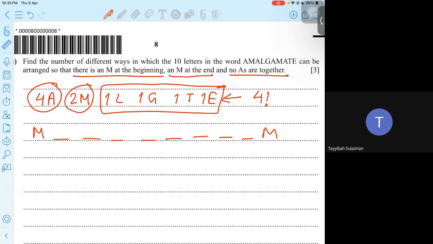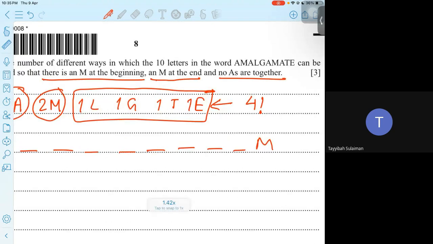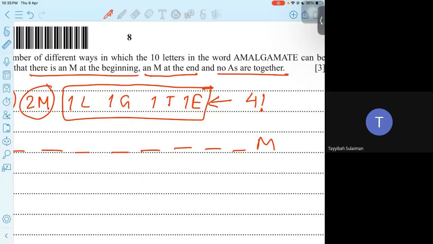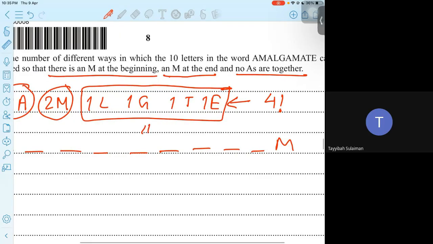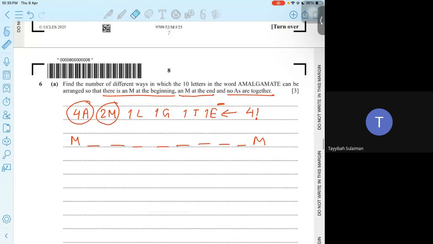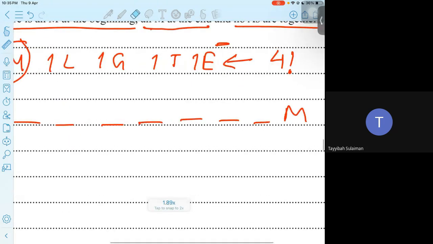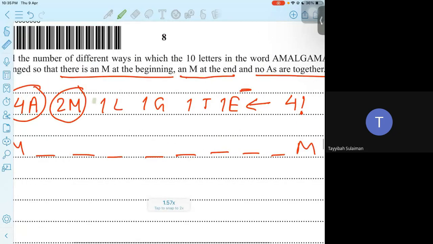And since the question tells me that no A's are together, that means the A's have to be in between these or in front of them or basically wrapped around them. Okay, so let me just help you visualize this. So my A's can be either here or here.